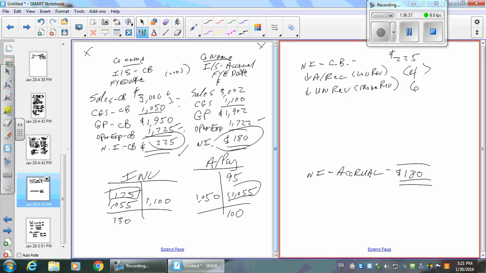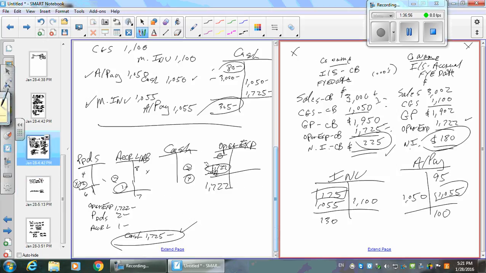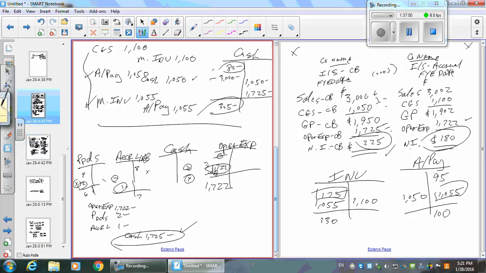Nothing to it. Do it for the cost of goods sold. What two things affect the cost of goods sold? The inventory on the balance sheet and the accounts payable. Yeah, look at your journal entry. What does it have in it? Okay, makes a lot more sense. There are the entries right there.